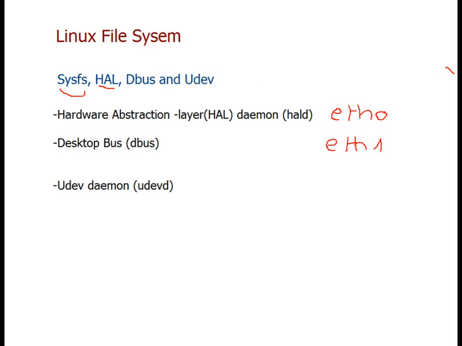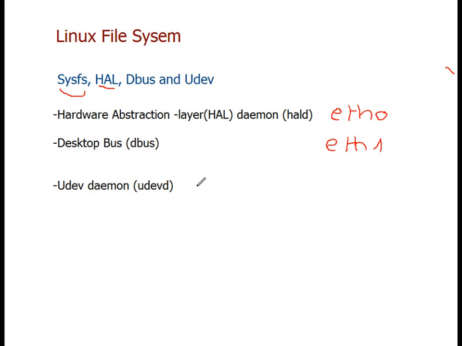We also have the desktop bus, or D-Bus, which allows communication between the hardware and software to occur, and also tells the processes about plugged devices. Whenever a device is plugged in, D-Bus sends a message and tells the process that this device is plugged in. Do you want to do something with it or not?